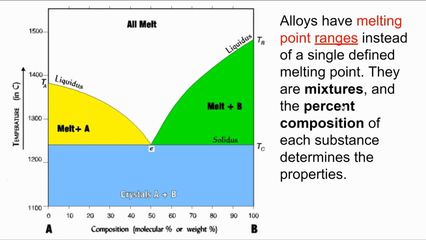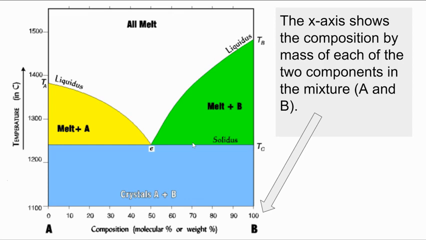So alloys have melting point ranges instead of a single defined melting point. They are mixtures, and the percent composition of each substance determines their properties. The x-axis on this graph shows the composition by mass of each of the two components in the mixture. We can call those alpha and beta, or A and B.